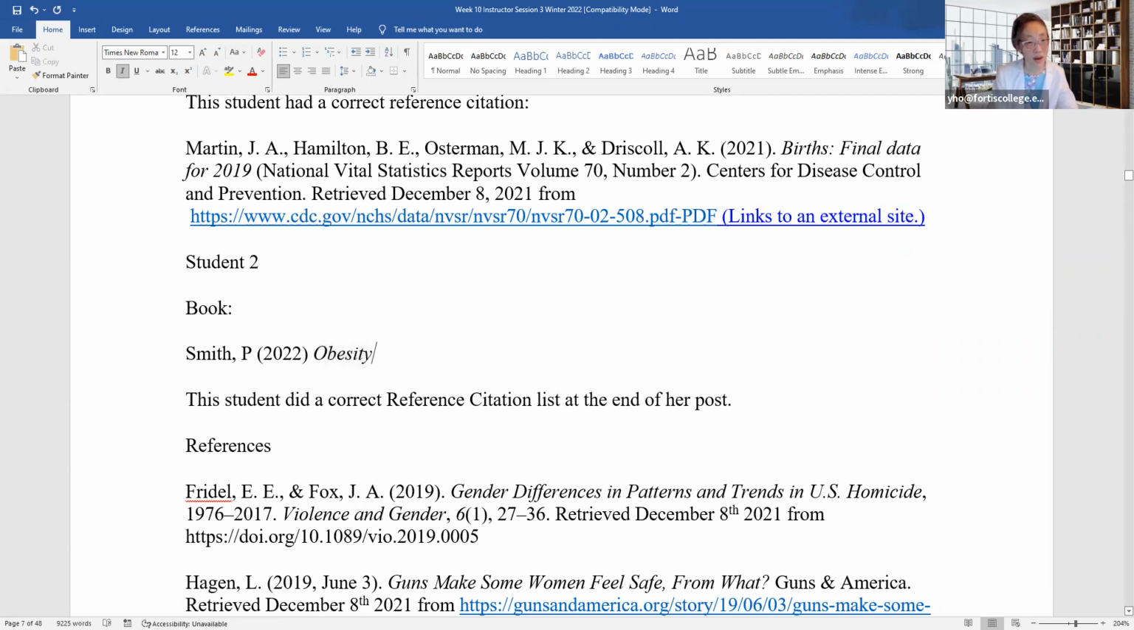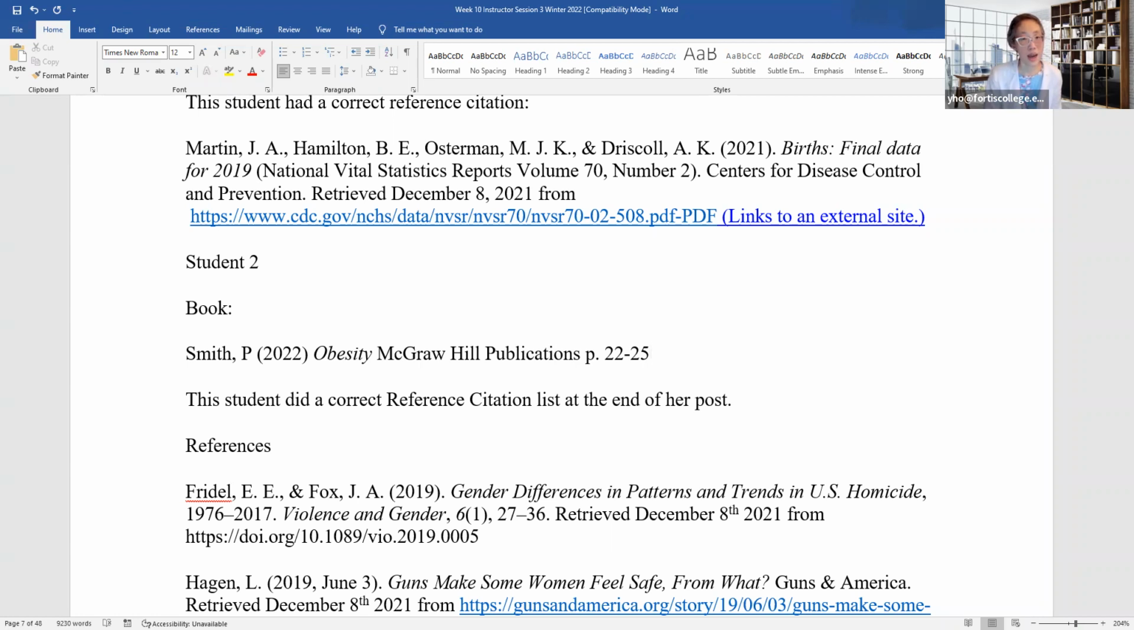Most people have a longer title than just Obesity. Then you're going to have publication name. So I would say McGraw-Hill Publications, and pretty much, page 22 to 25, something like that. So if you have a book, it's very much shorter.